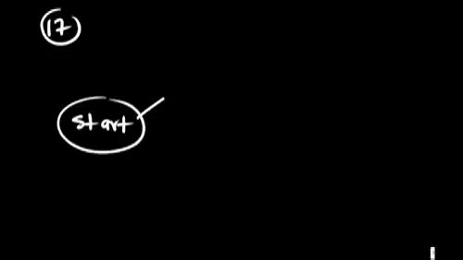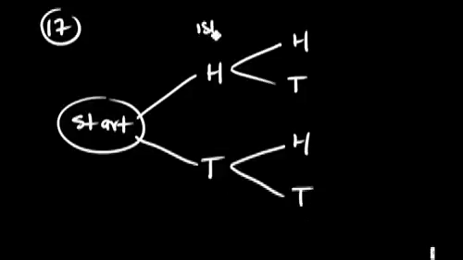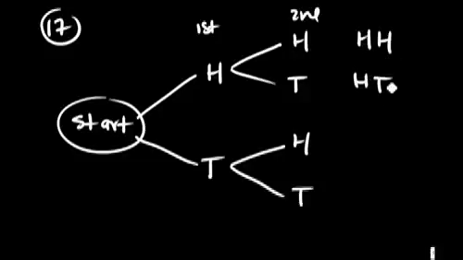Question 17. Toss two coins. I'm going to toss two coins now. The first coin toss can be a heads or a tail. The second can be a heads or a tail, whether the first was a heads or a tail. So following the branches, we get the list of all possible outcomes.